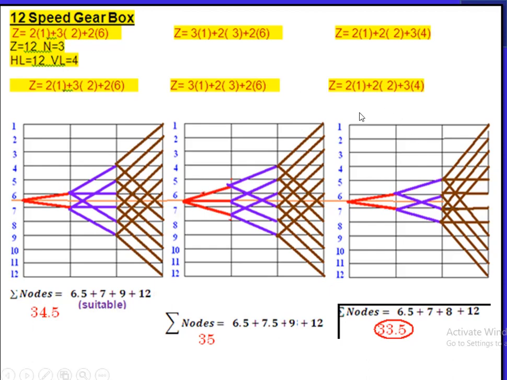So this one will be our perfect, or the optimum, structural diagram that we can use for designing a multi-speed gearbox, or machine tool gearbox. So 33.5 is lesser than the previous 2 cases. So we can select this diagram for the further analysis.